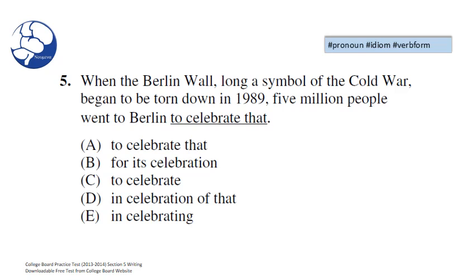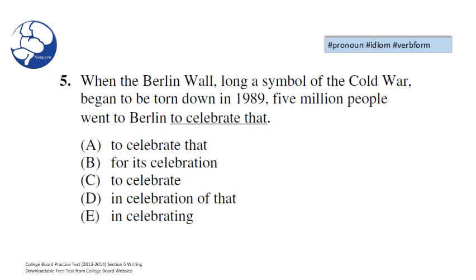Alright, now let's look at the grammar concepts involved in this problem. To help you out, we've listed them in the top right hand corner: pronoun, idiom, and verb forms. Now let's look at the question. When the Berlin Wall, long a symbol of the Cold War, began to be torn down in 1989, 5 million people went to Berlin to celebrate that.